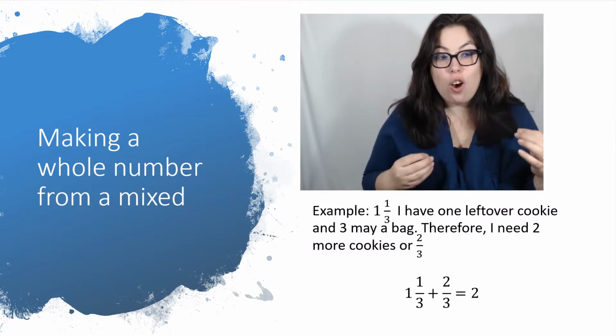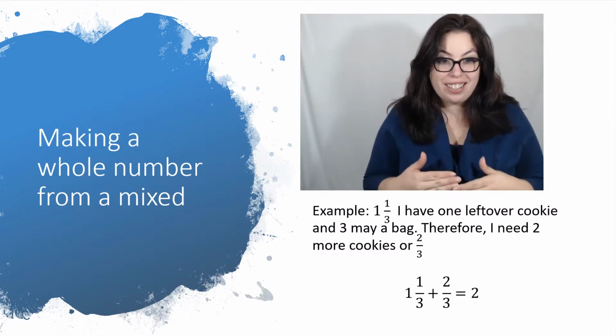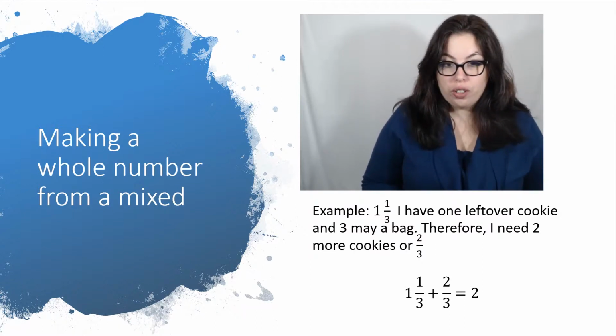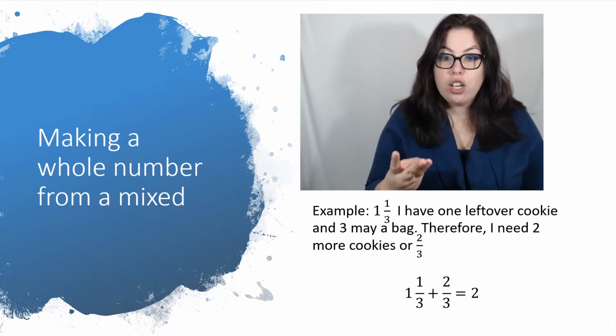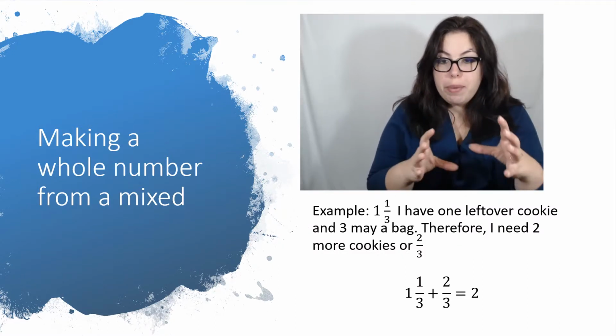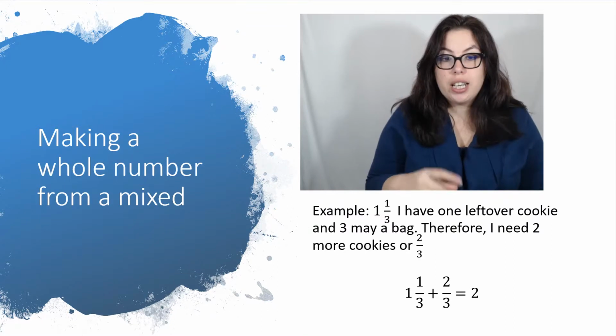Now, let's make a whole number from a mixed number, okay? So I have this example. I have 1 1/3, okay? So that means 3 cookies make a bag of cookies. I have 1 bag of cookies and I have 1 left over, okay?